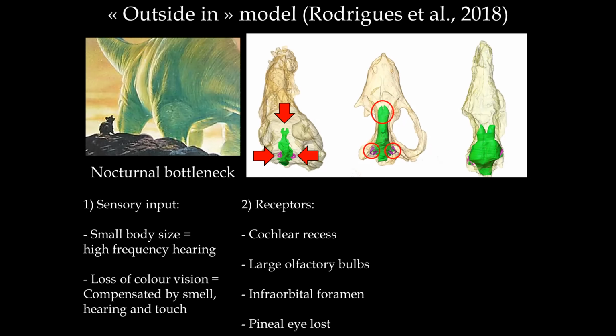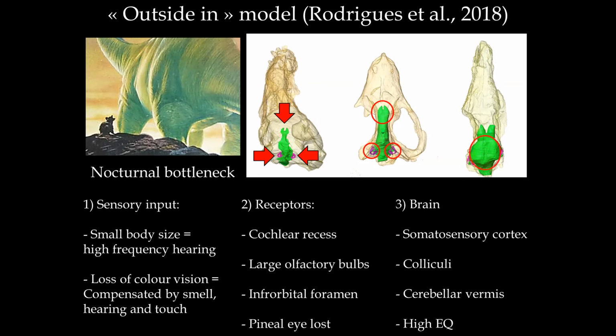That changes, in a second step, their receptors. They develop the cochlear recess into a cochlea. They develop large olfactory bulbs. They develop an infraorbital foramen that enables whisking, and they lose the pineal eye, which is a reptilian feature that detects sunlight. And finally, the brain responds to those changes in the receptors because of the new somatosensory input.